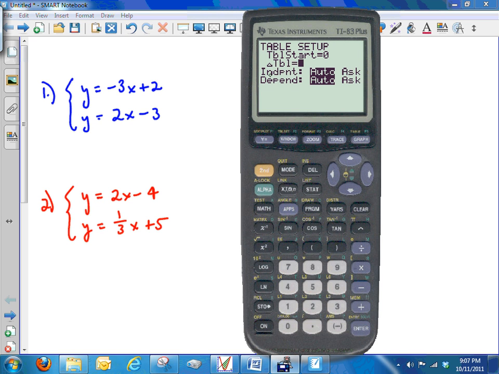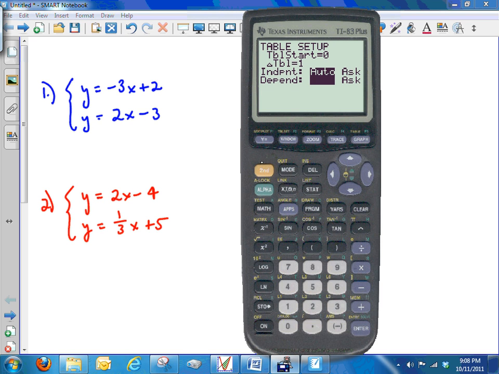And then this symbol here, a delta symbol, the little triangle, that means change in. You know that from the slope equation. What do you want your x values to change by? Okay, well, integers are fine for us right now, so we're going to leave it at 1. And in this instance, you want both your independent and dependent variables to be on auto.